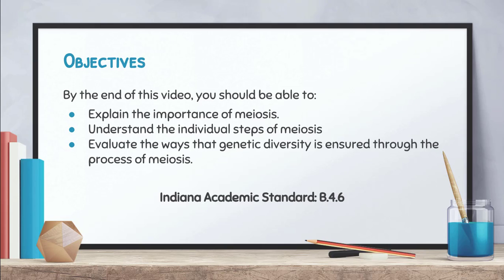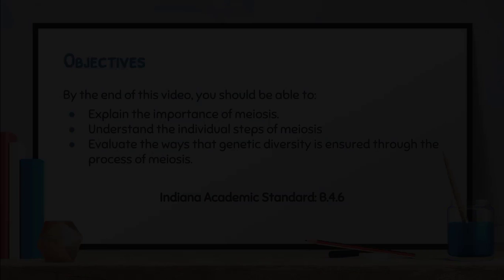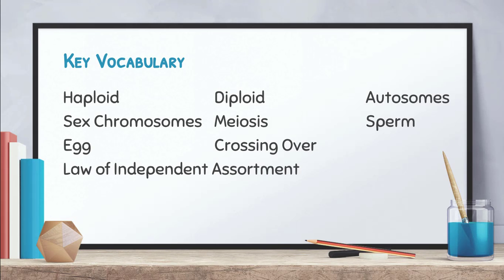So hopefully by the end of this video, you should be able to explain the importance of meiosis, understand the individual steps of meiosis, and finally evaluate the ways that genetic diversity is ensured through the process of meiosis. When we talk about some of the key vocabulary terms for this video, we are going to start with haploid, diploid. We'll talk about autosomes versus sex chromosomes, the process of meiosis, sperm and egg, the concept of crossing over, and the law of independent assortment.